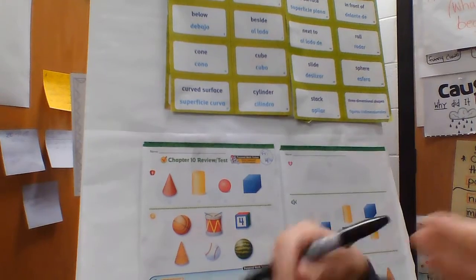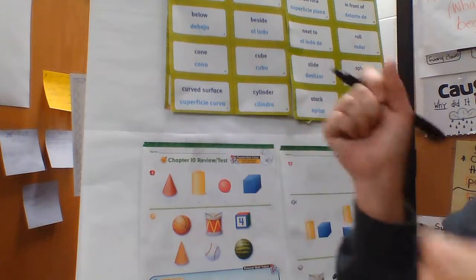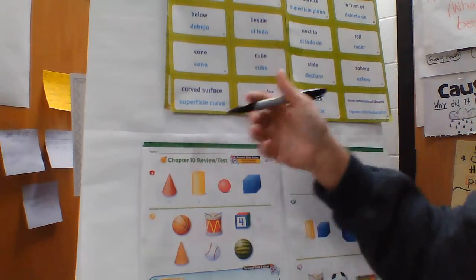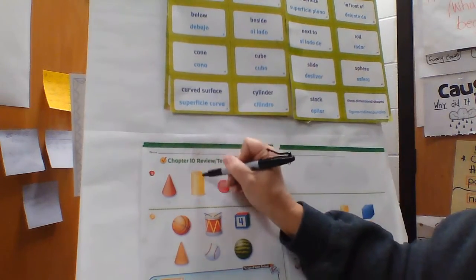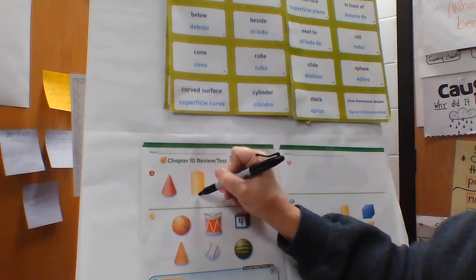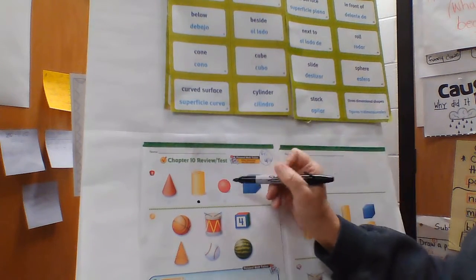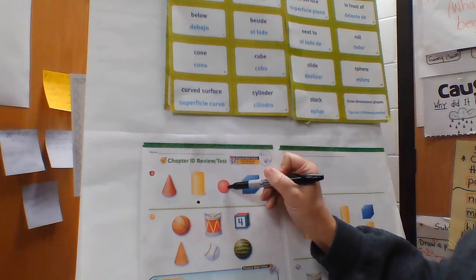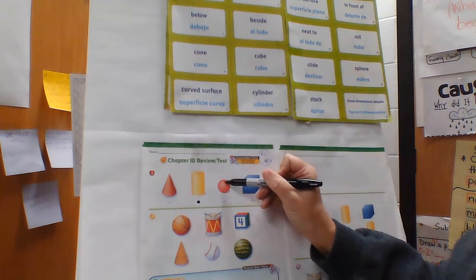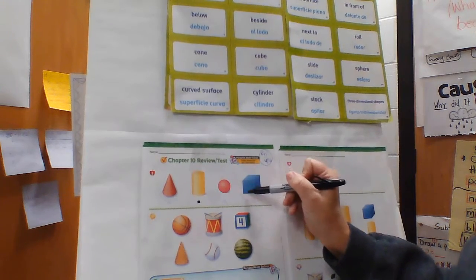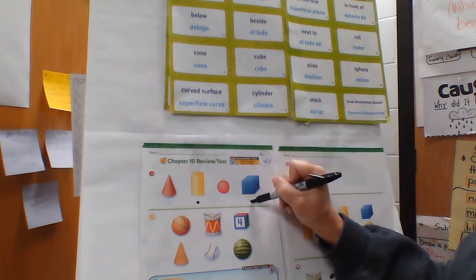Okay, so if they stack, they can sit on top of each other without rolling. All right, so which ones can stack? So a cylinder can stack because it has a flat surface on the bottom. A sphere cannot stack, so I'm not going to mark that. A sphere is like a ball, it will roll, it will not stack. A cube has flat surfaces, so it can stack.